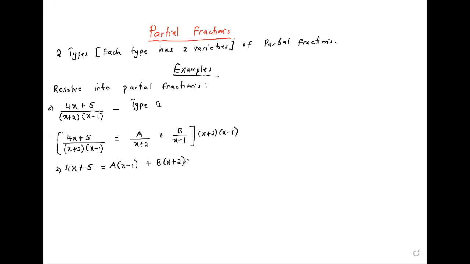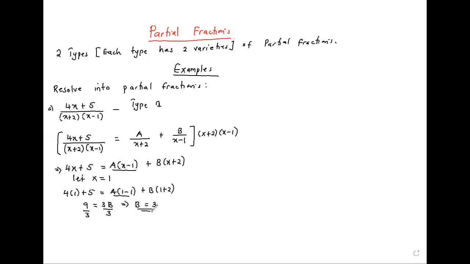You can either choose, you let x be equal to 1, because you know that if you do that, this piece is going to disappear. So we're going to have 4 times 1 plus 5 is equal to a times 1 minus 1 plus b times 1 plus 2. So we'll have 4 plus 5, 9, is equal to 0 here. 1 plus 2, 3. So we get 3b. Implying that if you divide by 3, we'll get b to be 3. So we have found b.